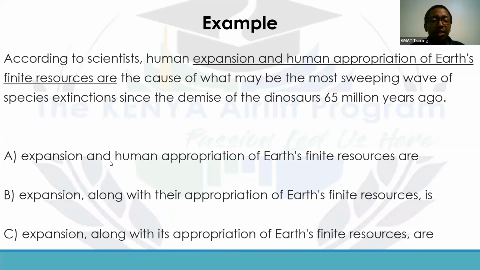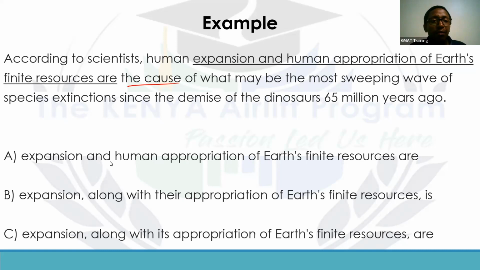And then our last example for today. According to scientists, human expansion and human appropriation of Earth's finite resources are the cause of what may be the worst sweeping wave of species extinctions since the demise of the dinosaurs 65 million years ago. So, looking at A, so we know, of course, the scientists are saying that human expansion and the appropriation of Earth's finite resources are the cause of what may be the most sweeping wave of species extinctions.